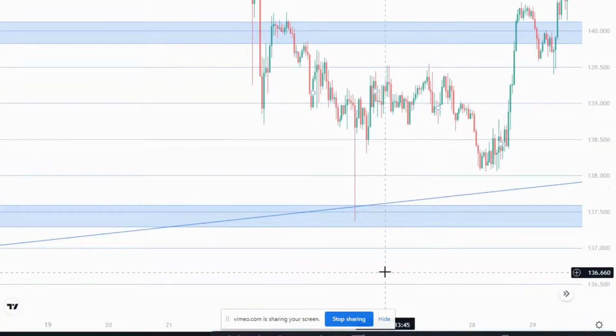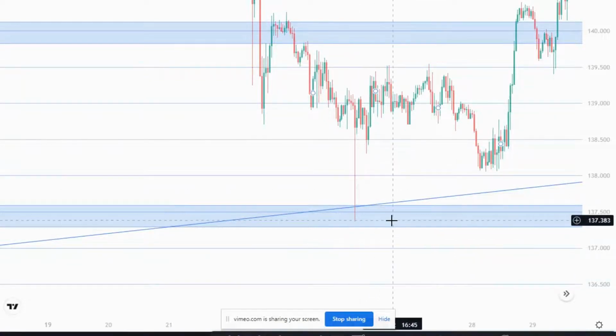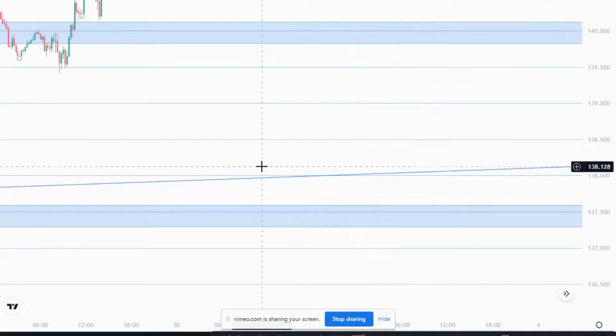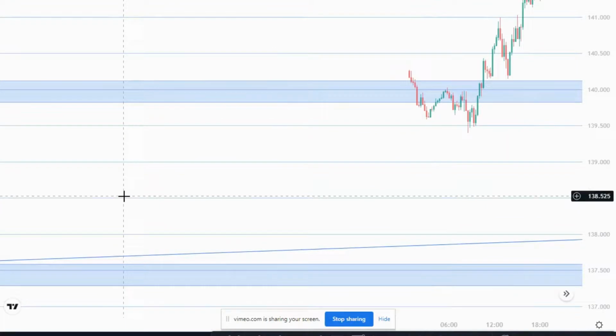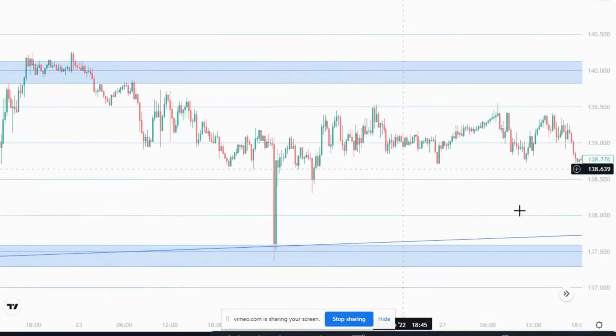We have three confluences. The first confluence is the trend line. The second one is our key zone. The third one is our psychological level. Let's see. Maybe we can wait for candlestick patterns like bullish engulfing. So now let's go to the 15 minutes. Let's see what the market brings, because we've got to see enough confirmation before placing any trade.